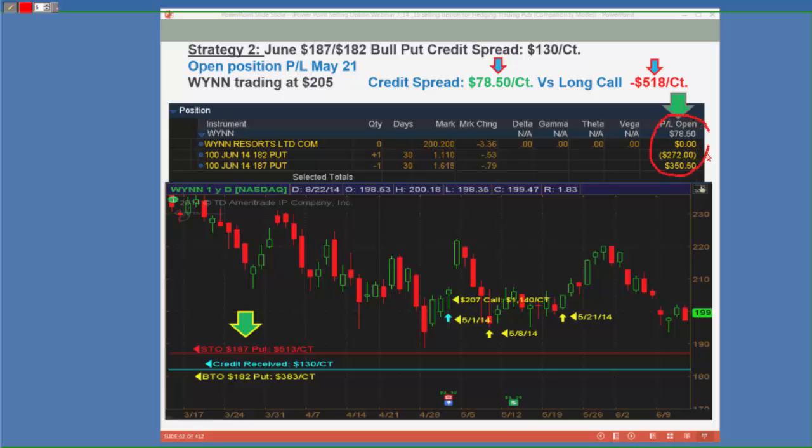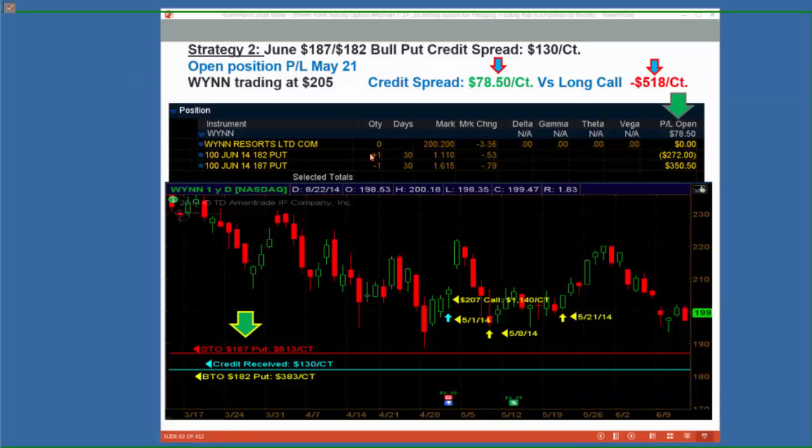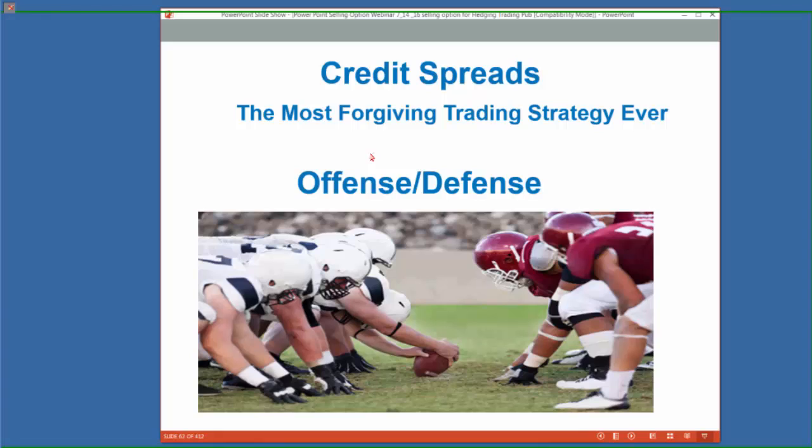So this really highlights the difference between two bullish spreads, or not spreads, but two bullish type trade setups using options, but the difference in the risk to reward is huge. So this is where you can put it to your advantage when you understand how to use these types of spreads. Now, the credit spread is also something I call the most forgiving trading strategy ever. And it can be used for offense, for profit, or it can be used for defense, for hedging.